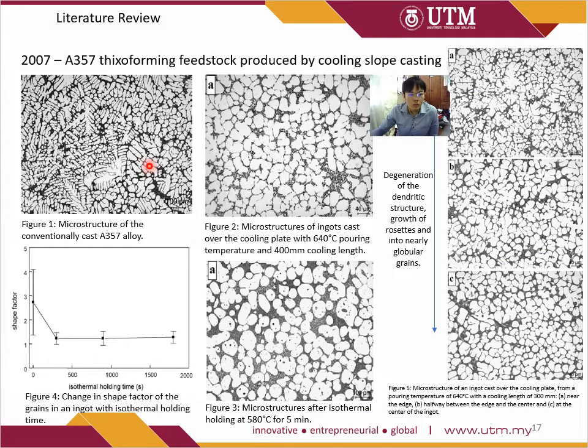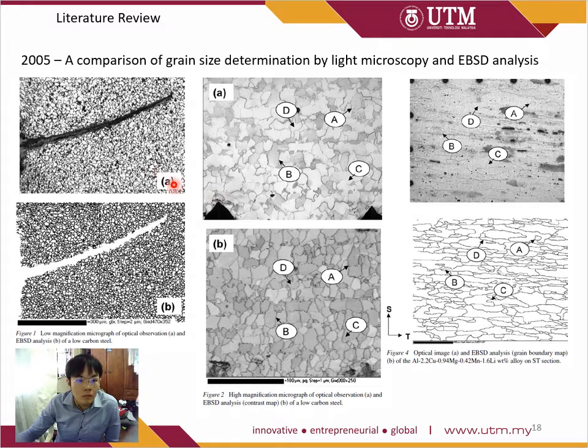These three figures show the improvement of globular structure after a certain process and the change in shape factor of the grains with isothermal holding time. And this is the degeneration of the dendritic structure, growth of rosette, and this is nearly globular grains. And this paper is to compare light microscopy and electron backscatter diffraction analysis.